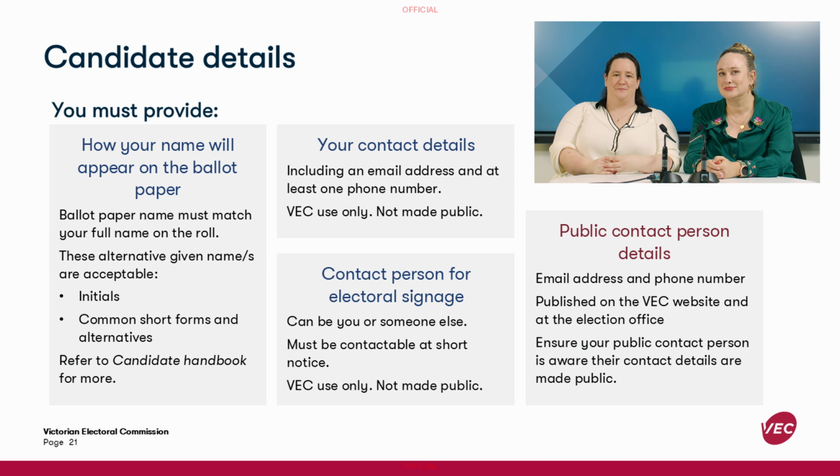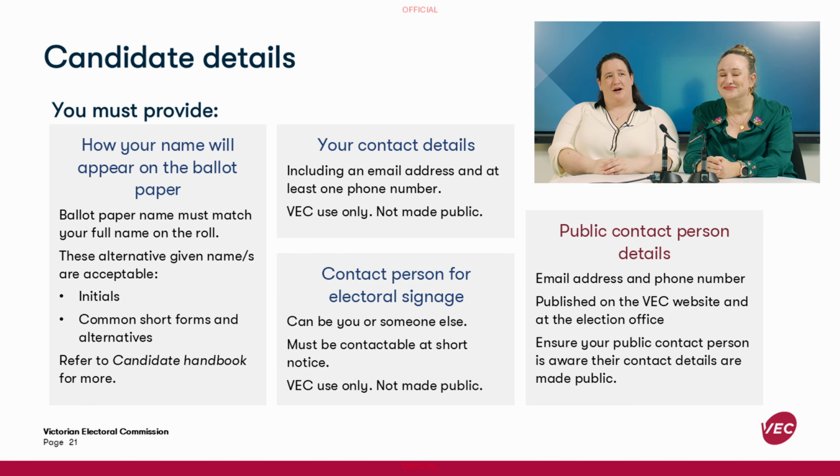If you need to update your details on the roll, you must do so before the close of roll in November. You must provide an email address and at least one phone number for the VEC to contact you regarding your nomination, and so we can send you important updates about the election. Please provide an email address and phone number that you will use even after the election has concluded. These details will only be used for official purposes. They will not be publicly available, but will be passed on to the Department of Parliamentary Services if you are elected, so that they can contact you to arrange your onboarding as a Member of Parliament.